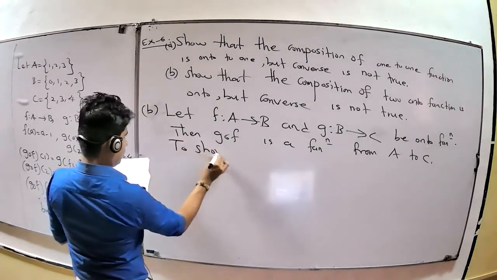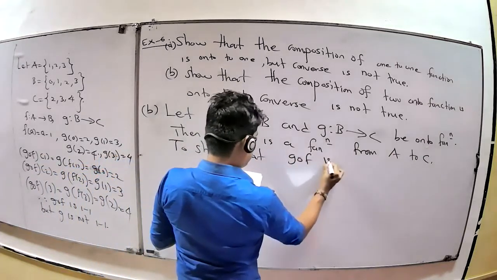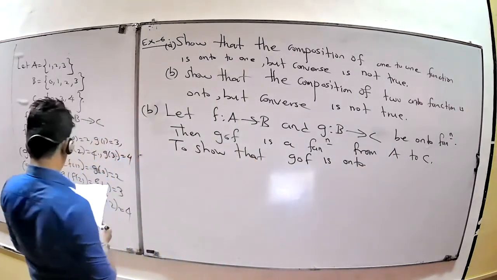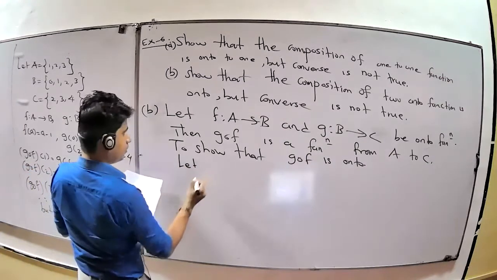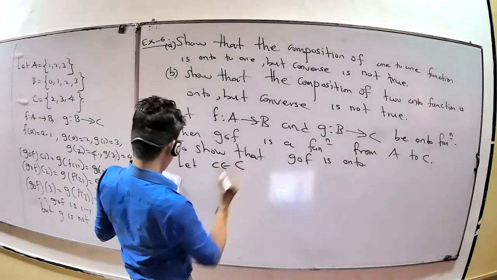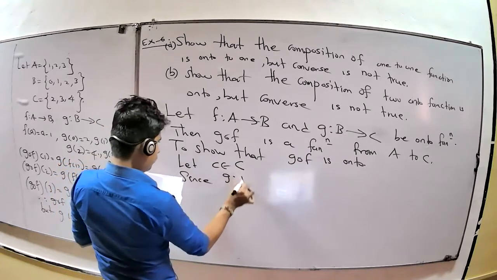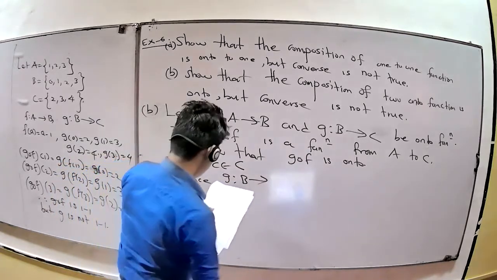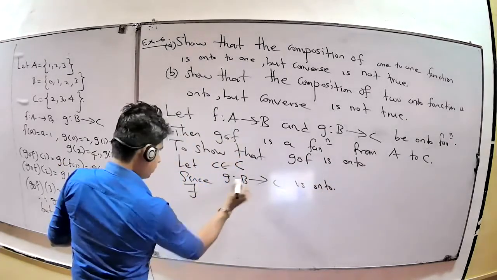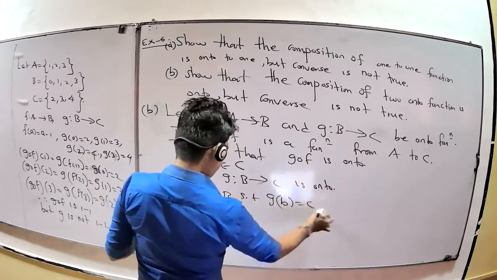To show that e composition f is onto, let us take one of the elements. Here e composition f is from A to C, no? Therefore, c belongs to C. Since e is onto, B to C is onto, there exists b belonging to B such that e of b is c.